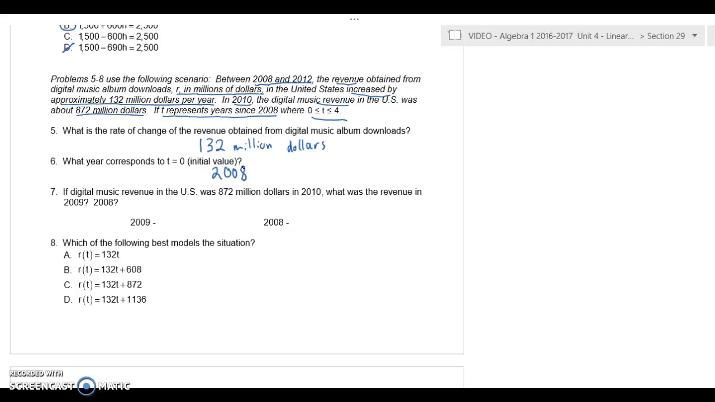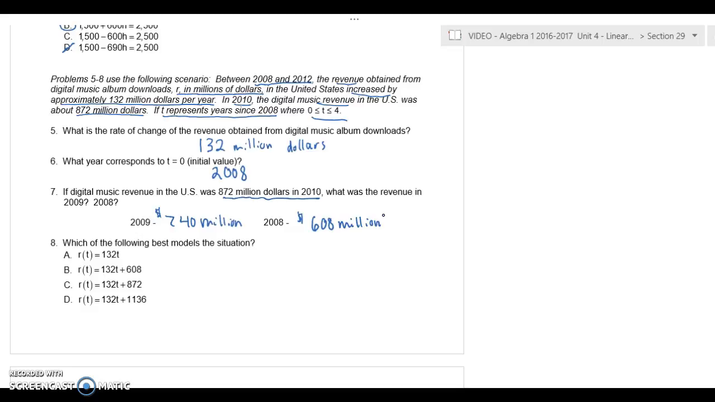If digital music revenue was $872 million in 2010, we want to know the revenue in 2009 and 2008. So here we have to work backwards using our rate of change. We know in 2010 we had $872 million. In 2009 we should expect $132 million less than that. So I believe that would be $740 million. And we take another step further back to get to 2008. We're going to subtract another 132, and we're going to get $608 million.